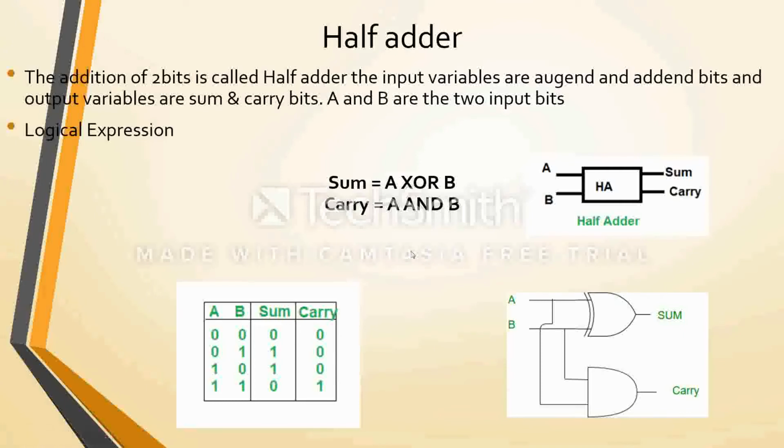This is your half adder. How does your half adder look? There are 2 inputs: A is a 1-bit input, B is a 1-bit input, and it produces a 2-bit output. One bit is sum, the other bit is carry.